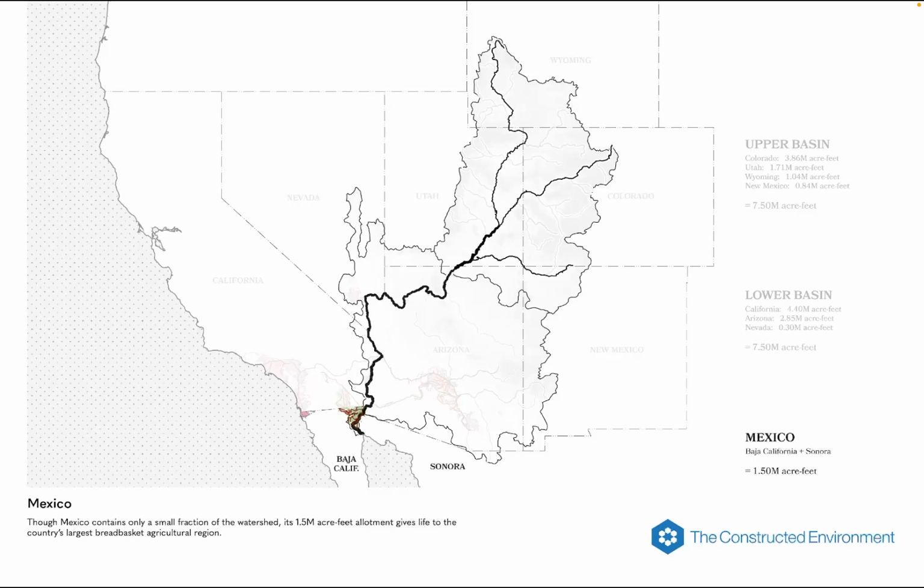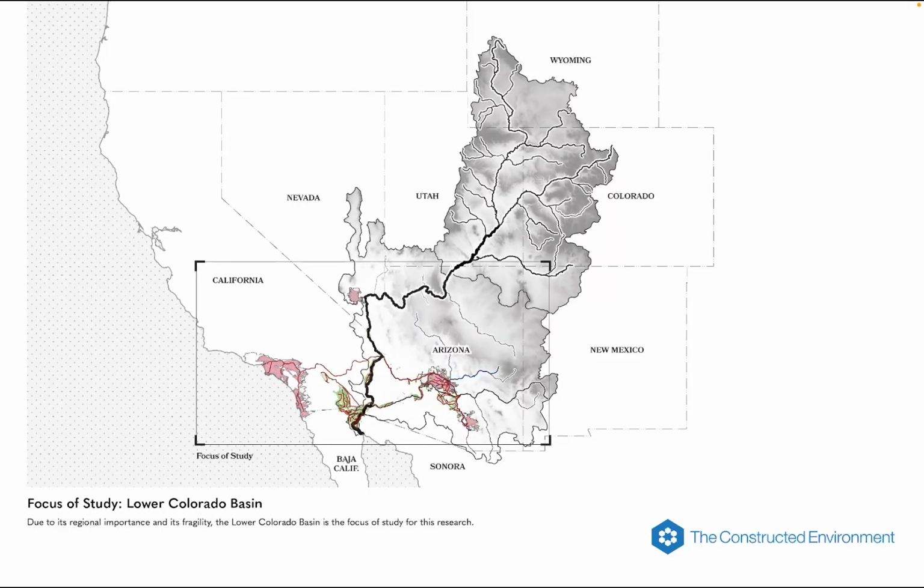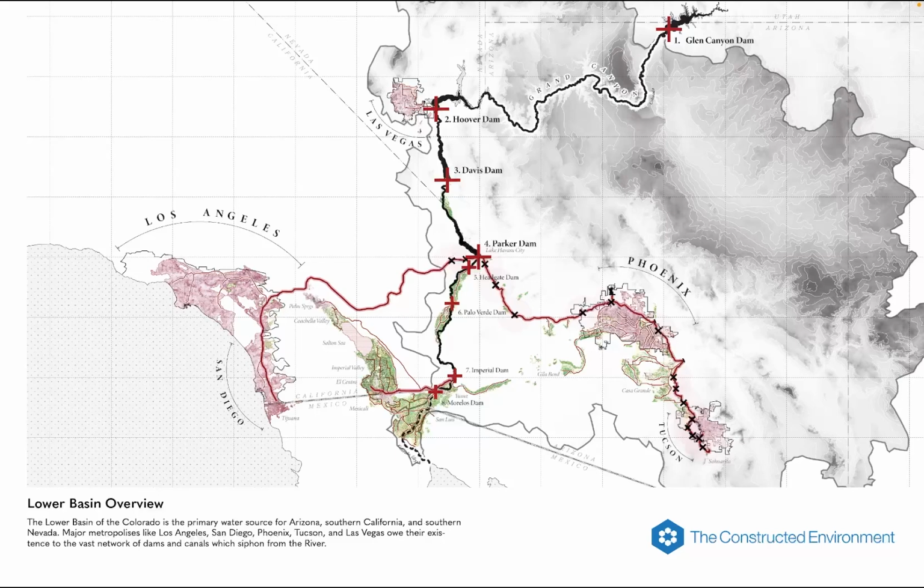Though Mexico contains only a small fraction of the watershed, its 1.5 million allotment gives life to the country's largest breadbasket agricultural region. Due to its regional importance and its fragility, the lower Colorado Basin is the focus of study for this research. The lower basin of the Colorado is the primary water source for Arizona, Southern California, and Southern Nevada. Major metropolises like Los Angeles, San Diego, Phoenix, Tucson, and Las Vegas owe their existence to the vast network of dams and canals which siphon from the river.